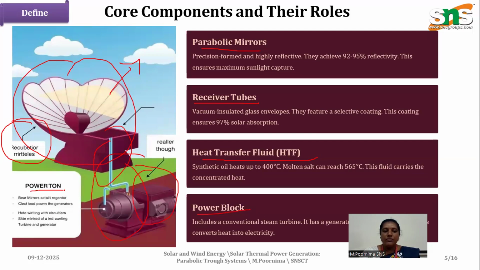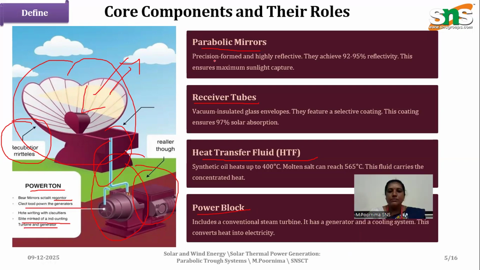The power station includes solar power collection and site making, and includes cooling and turbine generation. Here the parabolic mirror is precision formed with high reflectivity and achieves 92 to 95 percent reflection. Next, coming to the receiver tube, it is vacuum insulated glass. This features a selective coating that ensures 97 percent solar absorption.